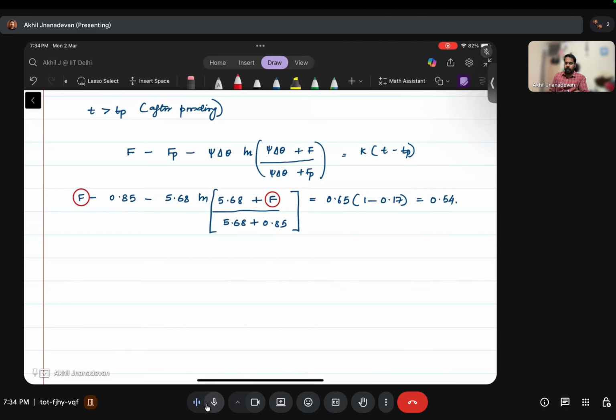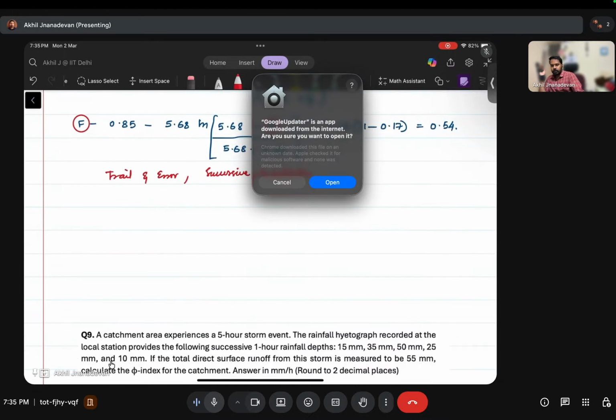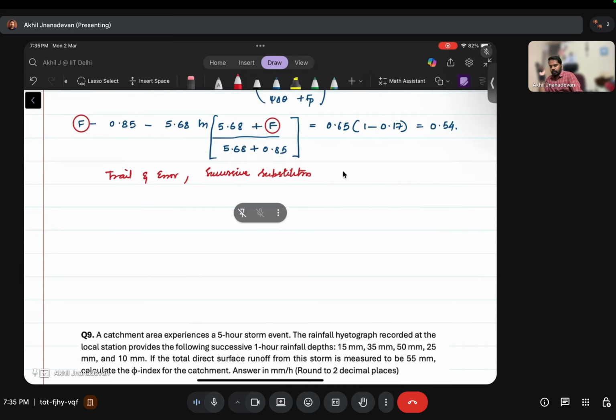In the last lecture also I showed you a numerical technique called the trial and error method. It is also called successive substitution. You can make use of any numerical method, Newton-Raphson method or secant method, any method you can use. Here we will be making use of successive substitution. What basically we do here is that first we make an assumption. I won't be solving it fully, we don't have much time.